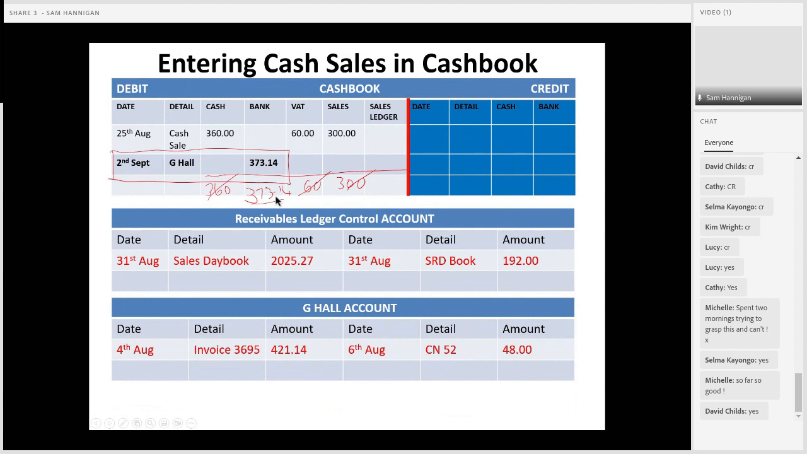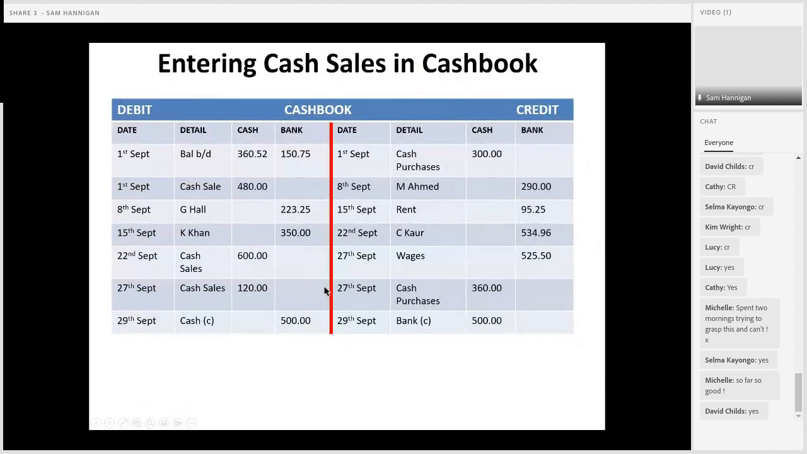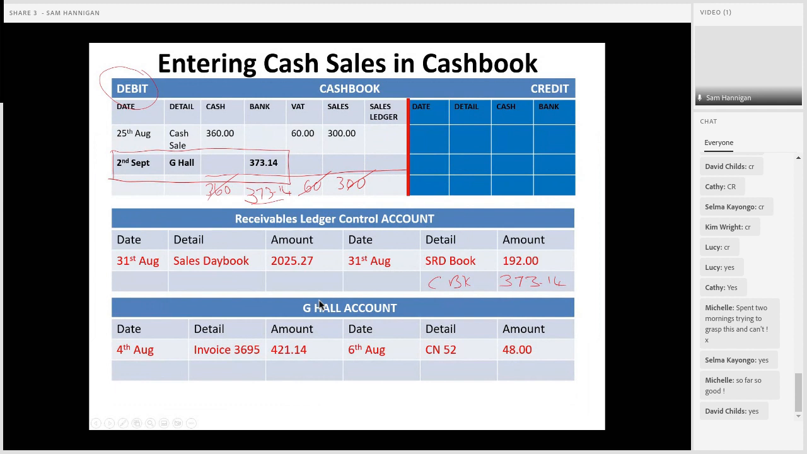£373.14. Now, if they've paid us and it's a debit in the cash book, it means that we've got to credit something. And what we're doing is we're crediting the receivables ledger control account 373.14. If there was more than one in there, you'd credit the total. And I'm just going to put the 2nd of September because obviously they've closed the day book off at 31st. This is just an example.